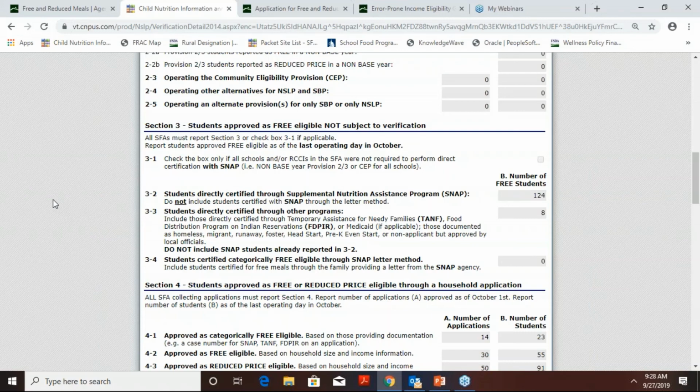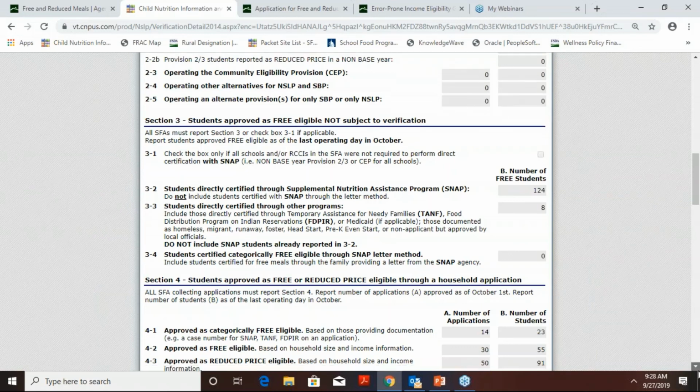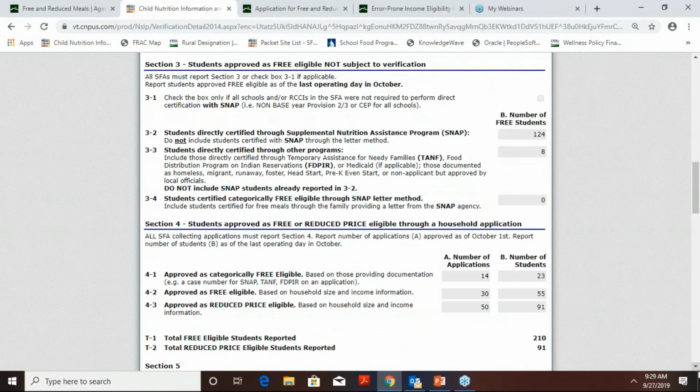If you are doing your community eligibility report, that's as of April 1st. And then when you are doing this verification report and reporting your number of kids directly certified, that's of the last operating day in October. I know that's confusing because those are a lot of different deadlines, but I think the reports do a good job of including the actual date that they need the information right there in that section so you can refer back to it.